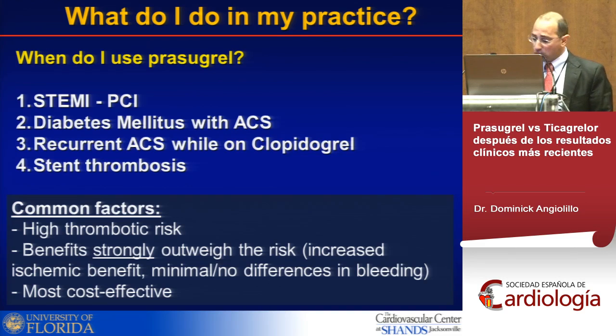So the take-home message here is that there's a common denominator with prasugrel. The greatest benefits, as shown in the TRITON trial, were in those patients with high thrombotic risk. If you look at this, STEMI, diabetes, stent thrombosis, recurrent ACS, all the analyses have shown increased ischemic benefit with minimal differences in bleeding, and these have shown to be the most cost-effective in subsequent analysis.